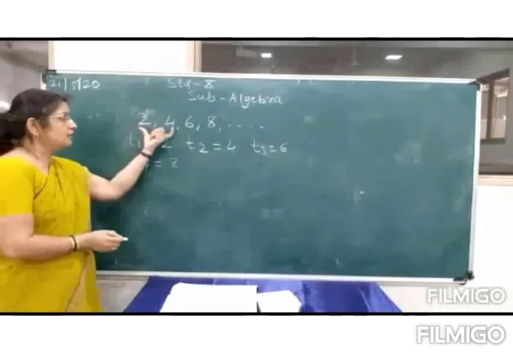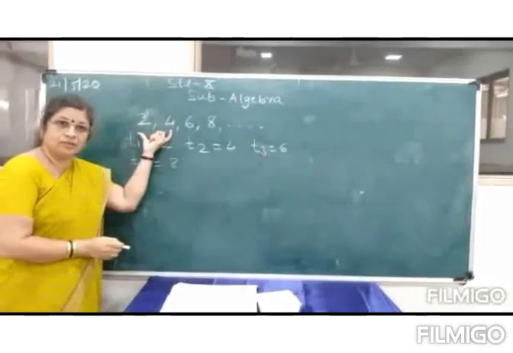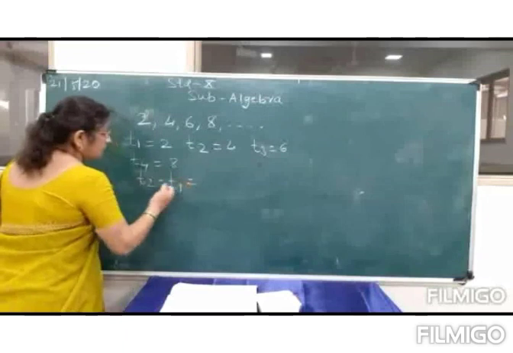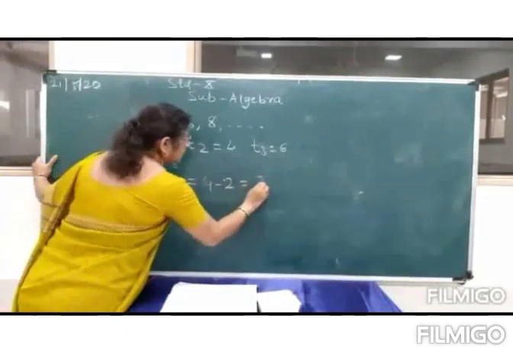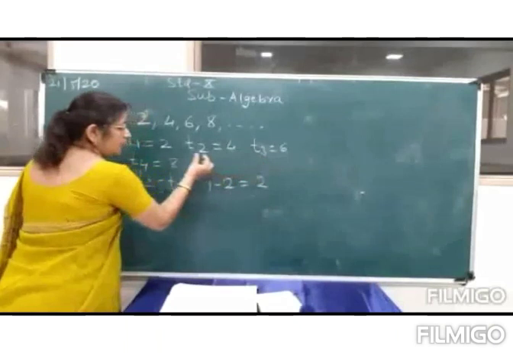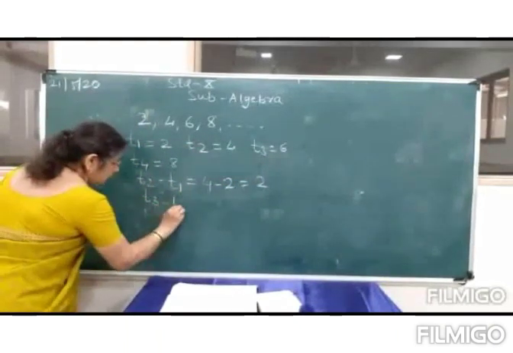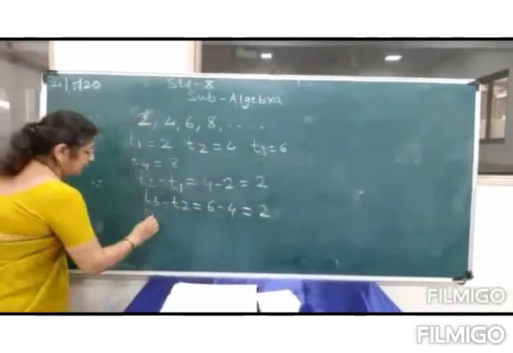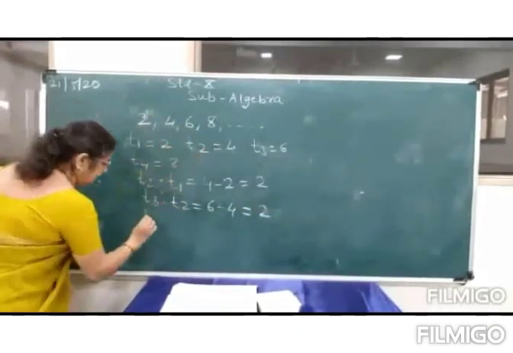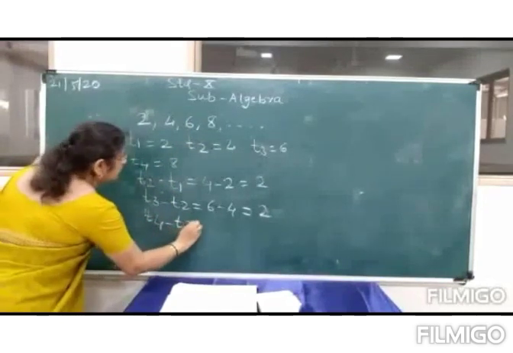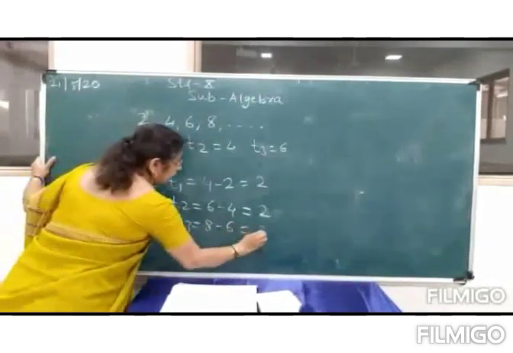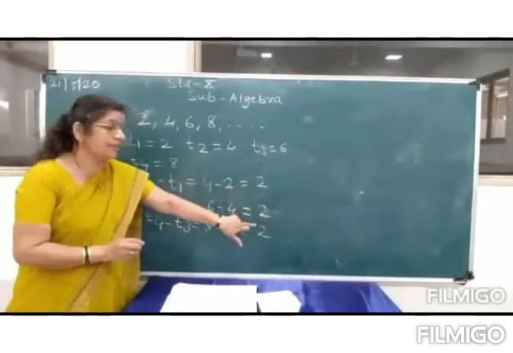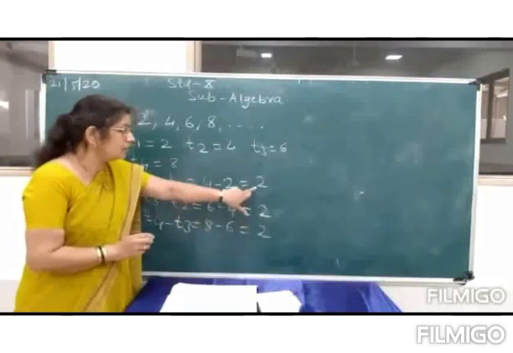Now we have to find out the difference between the two consecutive terms. That means first we will find out T2 minus T1. So 4 minus 2, that is 2. Now T3 minus T2, that is 6 minus 4 is equal to 2. Then next one is T4 minus T3. So T4 minus T3 is equal to 8 minus 6, that is 2. So what you got here, the difference between the two consecutive terms is constant, that is 2.